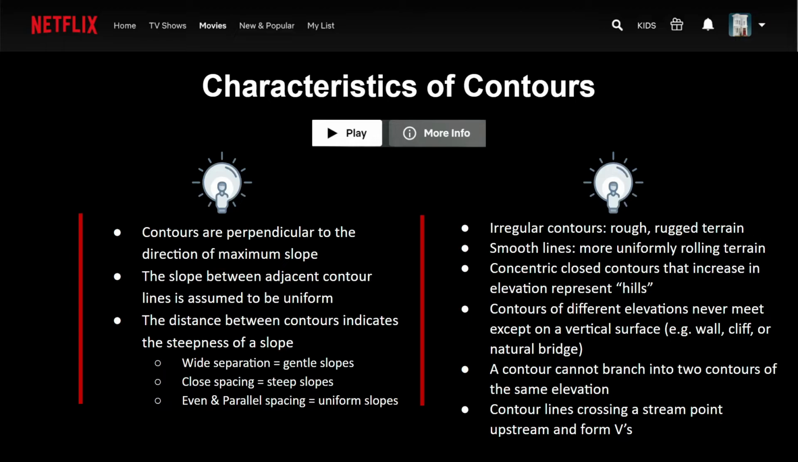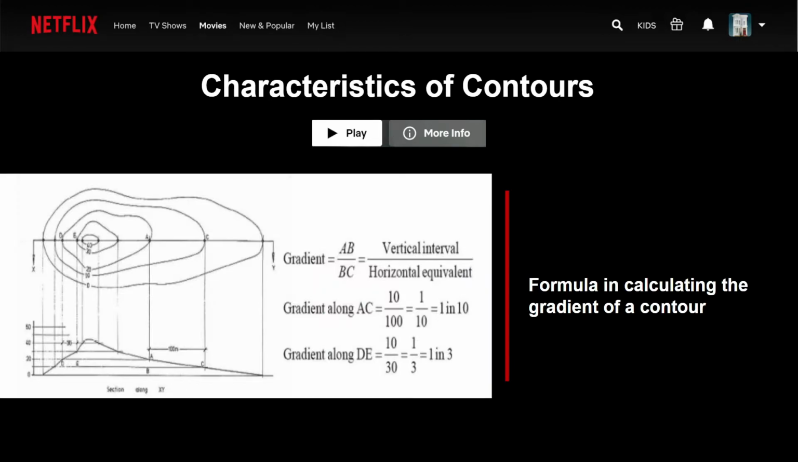Irregular contours indicate a rough and rugged terrain. Smooth lines are more uniformly rolling terrain, and concentric closed contours that increase in elevation represent hills. Contours of different elevations never meet except on a vertical surface, such as a wall, cliff, or natural bridge. And a contour cannot branch into two contours of the same elevation. And lastly, contour lines crossing a stream point upstream and form V's. Next slide, please.